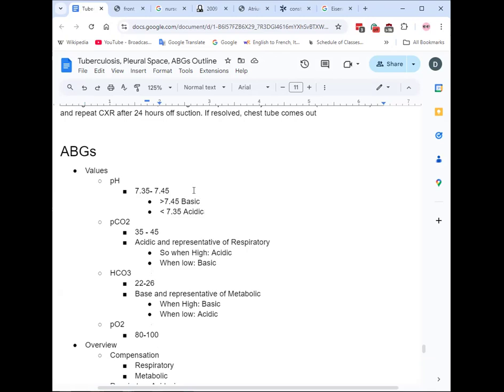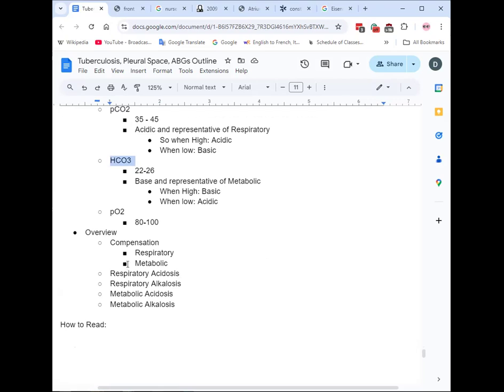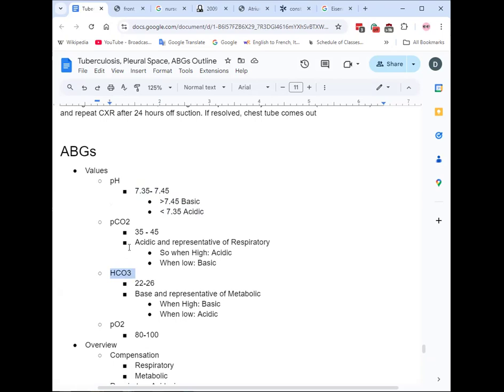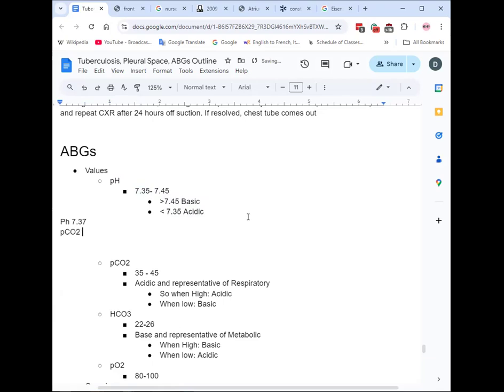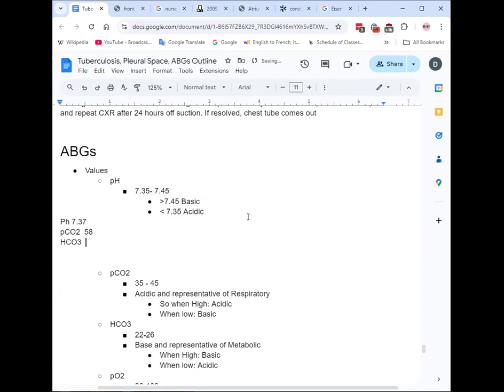And something I was saying during Kalen's session was that you can have the pH match both the CO2 and the bicarb, which is something called mixed acidosis, mixed alkalosis. Like let's say you had a pH of 7.37, a PCO2 of 58, HCO3 of 16. This person would be having an acidic pH, an acidic CO2, and an acidic bicarb. This would be a mixed acidosis because this person is having both respiratory acidosis and metabolic acidosis at the same time. But you don't need to know that.